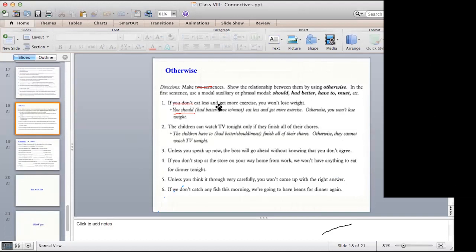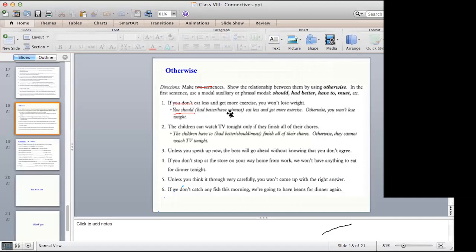Okay, which means that in order, we can express the sentence by using different expressions, even purpose, in order so as to lose weight. You have to eat less and get more exercise. So you should, it's a piece of advice, okay? You should, had better, have to, must, okay? Eat less and get more exercise.